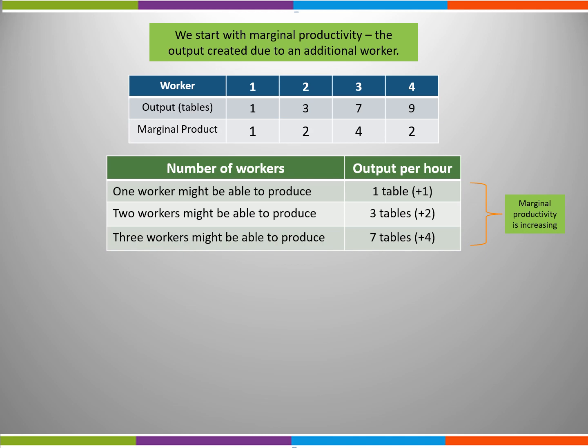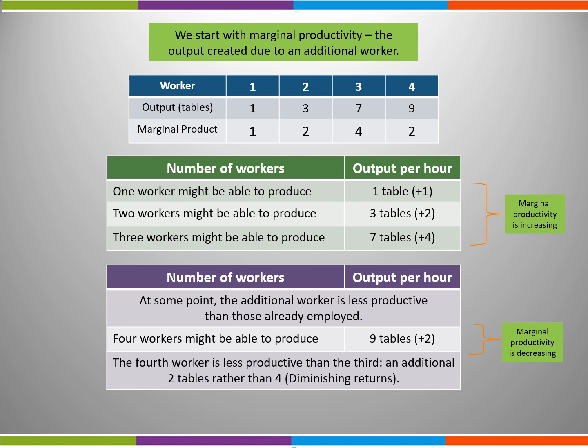However, the law of diminishing marginal productivity states that as more workers are employed, at some point the additional worker is less productive than those already employed. Here we can see that with 4 workers, 9 tables are produced. The 4th worker is less productive than the 3rd, maybe because they sometimes get in the way as there isn't much space to work in the factory, or maybe they have to wait because there aren't enough machines for all workers to use.